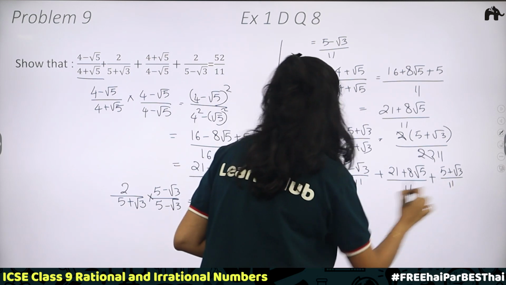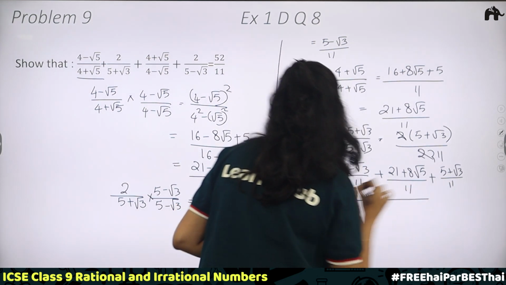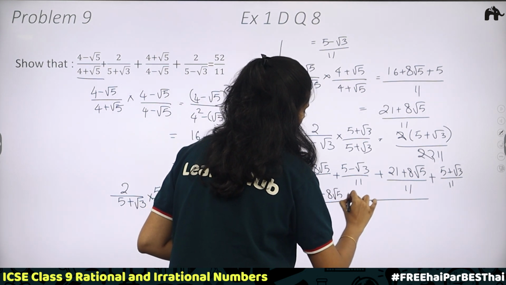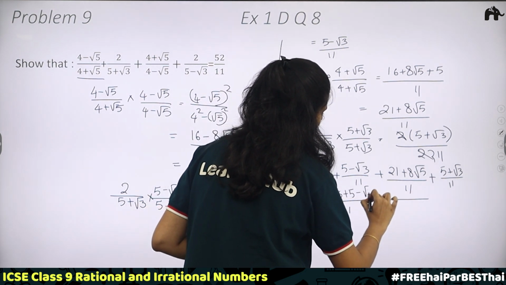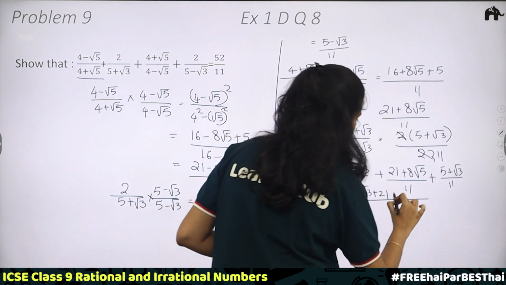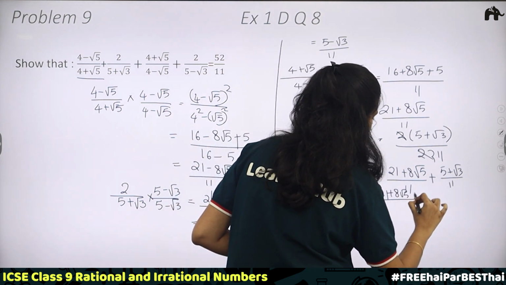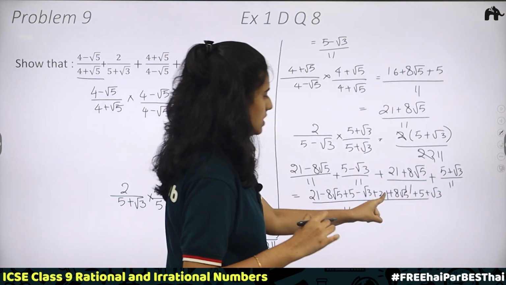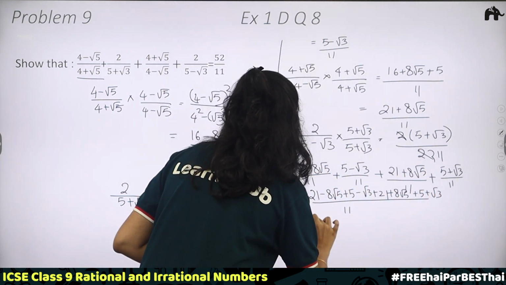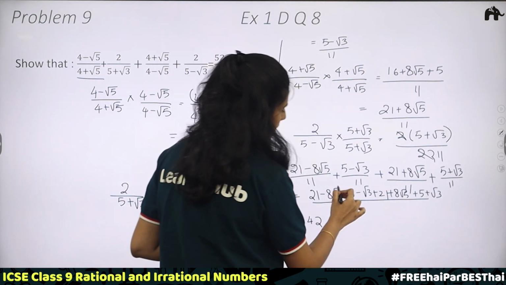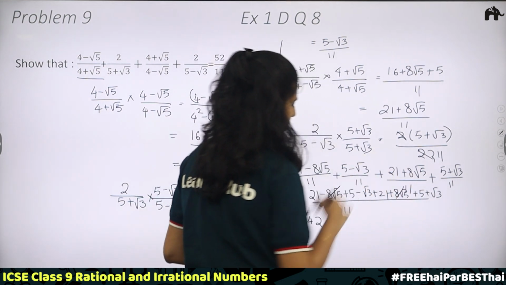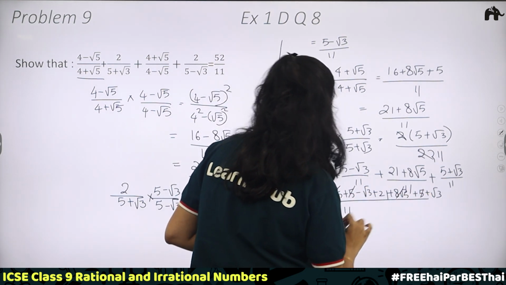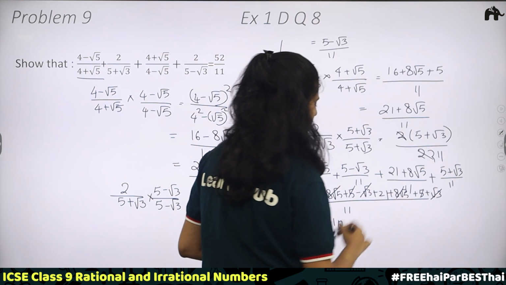So in the denominator, we have 11. Then 21 minus 8 root 5 plus 5 minus root 3 plus 21 plus 8 root 5 plus 5 plus root 3. So here 21 plus 21 is 42, minus 8 root 5 and plus 8 root 5 can be cancelled. 5 plus 5 which is 10, minus root 3 plus root 3 can be cancelled.